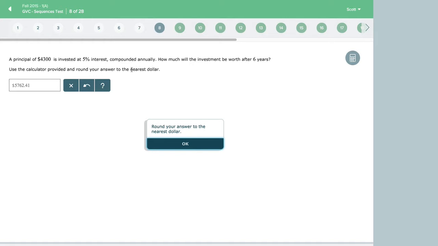And here, I didn't see that. Round your answer to the nearest whole dollar. So in that case, we're going to say, oh, maybe we should have read the instructions. So that 0.4 just means we're going to round down.